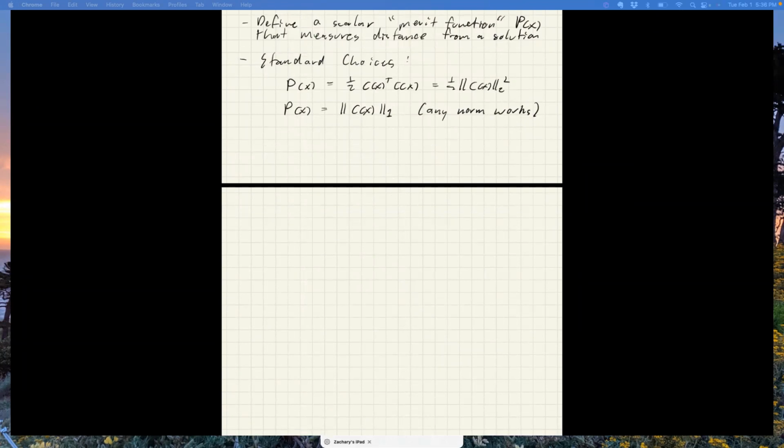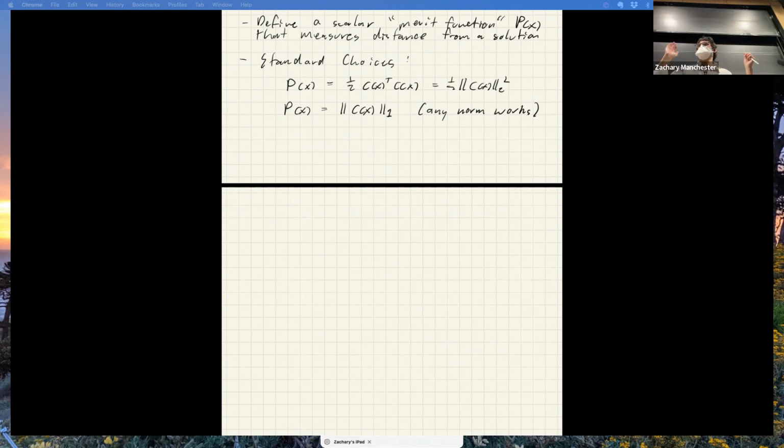Now that we have this merit function, we just do Armijo like before on the merit function. Last time, we had the objective that just acted like a merit function automatically for us. Now we have to make one up, but then we just do Armijo again.